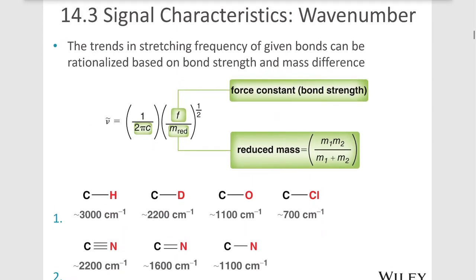It leads to this effect, which is our carbon-hydrogen bonds are around 3,000 or just below 3,000 for the sp3 hybridized bonds. We're going to see that in a minute. Our carbon-deuterium bond, and remember deuterium has a different mass than hydrogen, is going to be at about 2,200. So that reduced mass is going to be different for deuterium than hydrogen. A carbon-oxygen single bond is going to be around 1,100. A carbon-chlorine single bond is around 700. A carbon-nitrogen triple bond is around 2,200, a carbon-nitrogen double bond around 1,600, and a carbon-nitrogen single bond around 1,100.